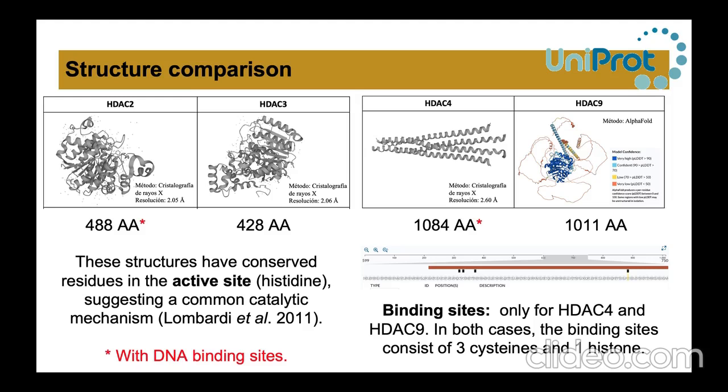And for the second pair of enzymes, they share an equal binding site that consists of 3 cysteines and 1 histidine. Finally, only histone deacetylase 2 and histone deacetylase 4 have DNA binding sites.